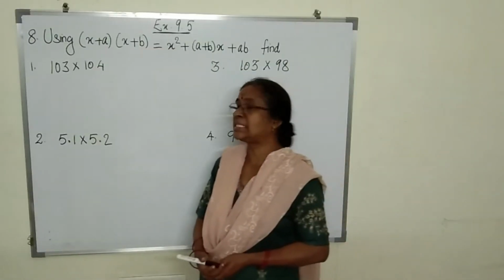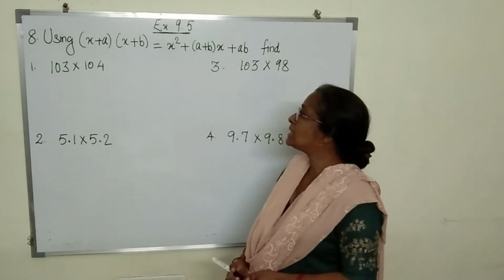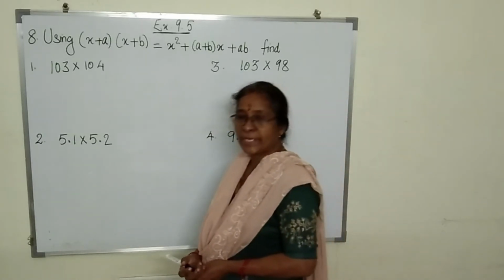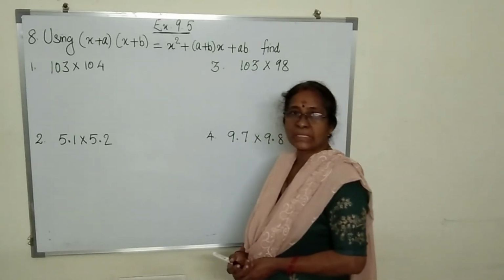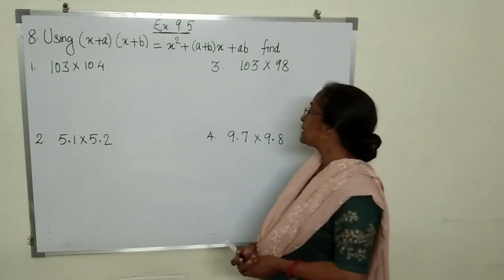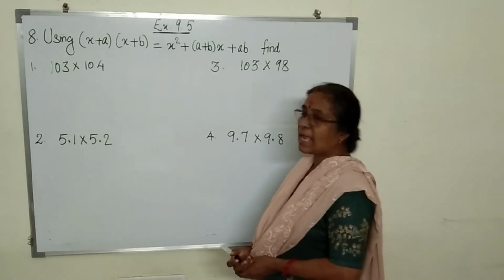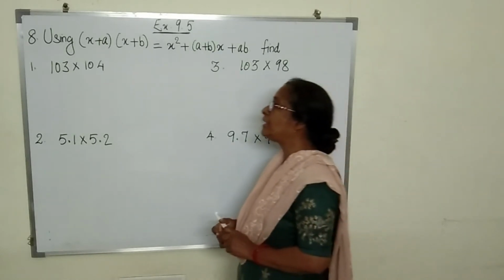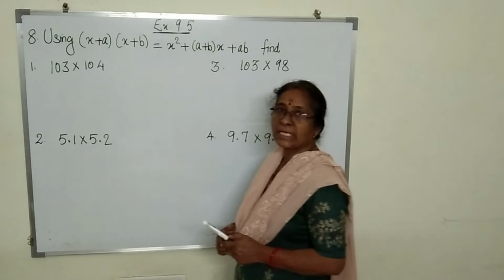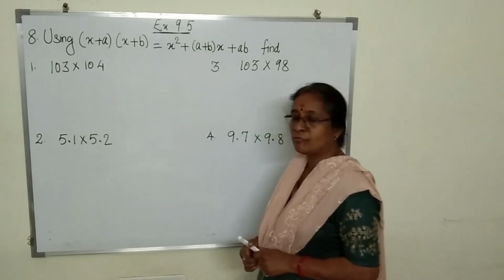The next question is application of the fourth identity. That is (x + a)(x + b) = x² + (a + b)x + ab. So, to find the value of these products using the fourth identity now. The first question is 103 multiplied by 104.